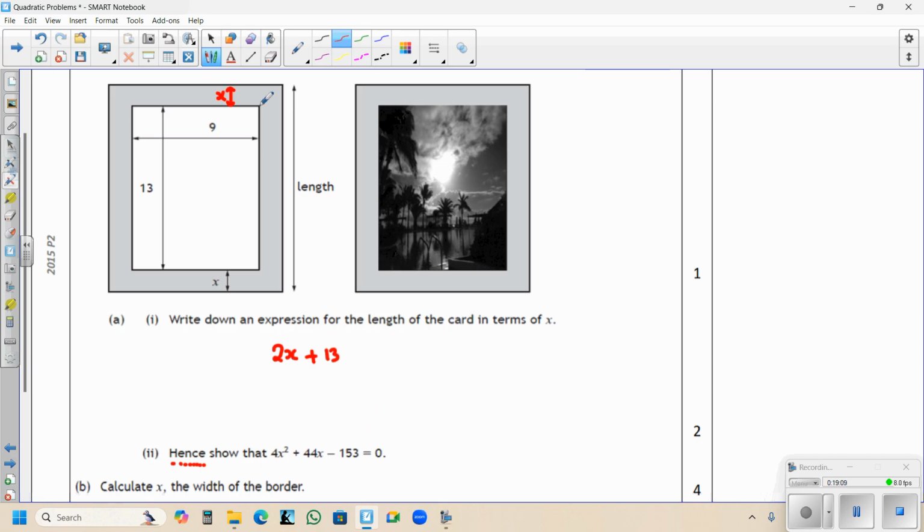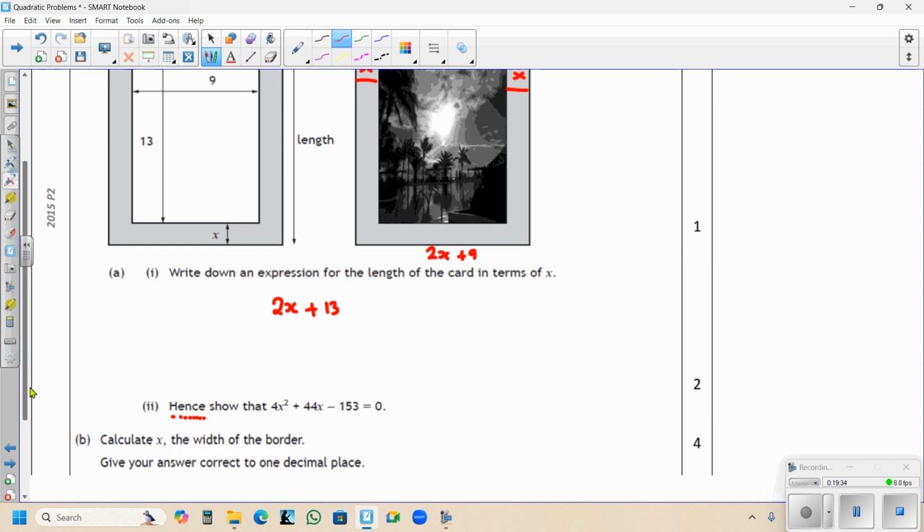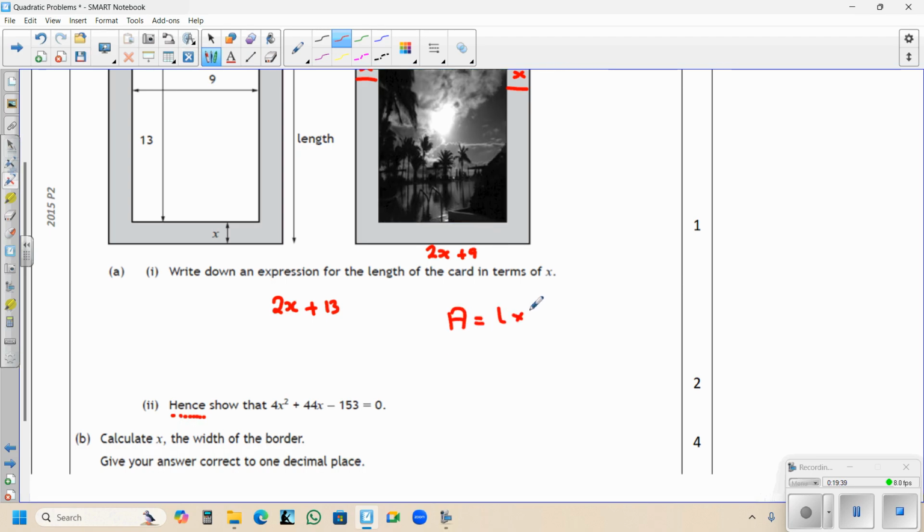If I know that up and down the way it's 2x plus 13, going across the way I know that that's got to be x, and that's got to be x, and the middle bit was 9. So the breadth of it has got to be 2x plus 9. That's the expression for the breadth of the card. Hence show that this whole thing is equal to 0. It's really the area of your card. So area is equal to length times breadth, which is 2x plus 13 times 2x plus 9.